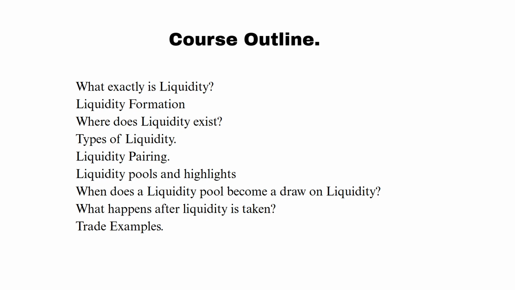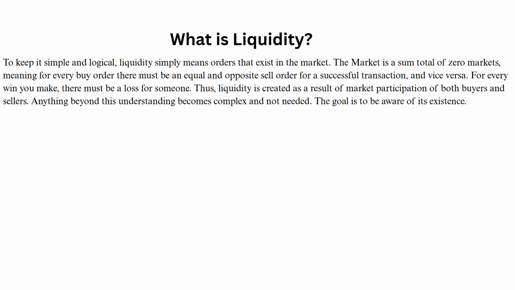What exactly is liquidity? To keep it simple and logical, liquidity simply means orders that exist in the market. The market is a sum total zero market, meaning for every buyer, there must be an equal seller. For every profit you make, somebody is losing money. Every $50 you lose, somebody has made that $50 somewhere. For your buy to be executed, there must be someone you are selling to. That's just it.